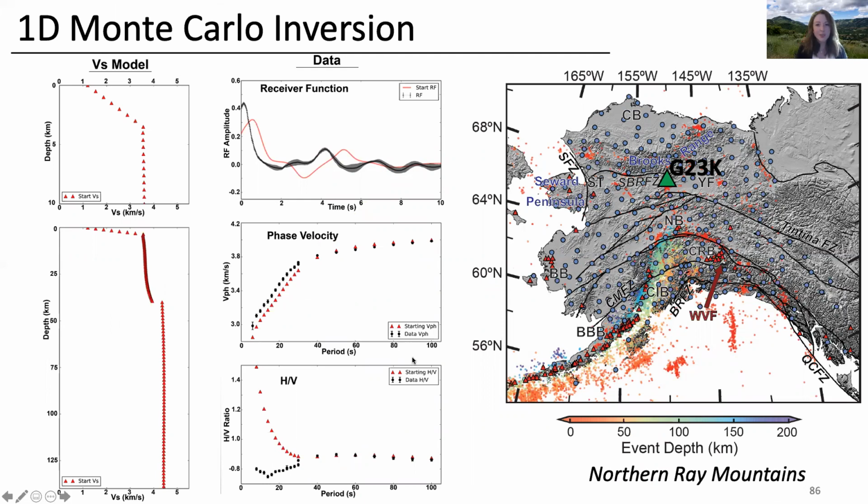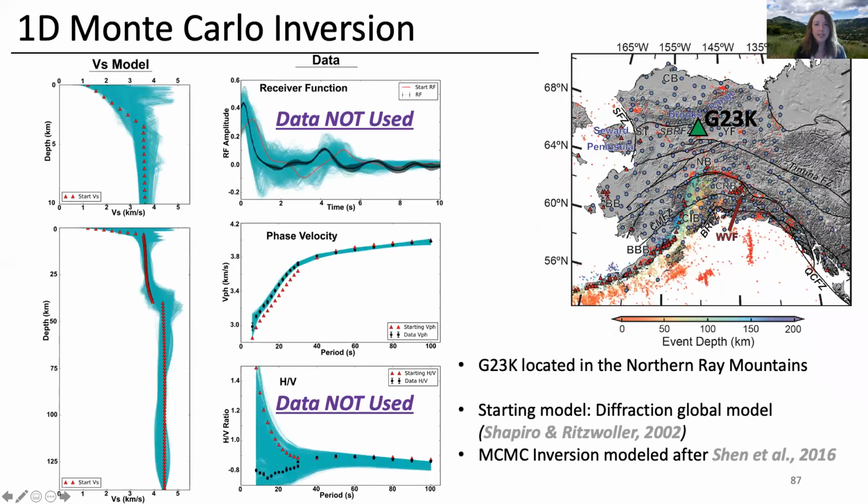For station G23K in the Northern Ray Mountains, you can see that our initial model from a global diffraction model from Shapiro and Ritzwoller 2004 does not match our data at shorter periods or the receiver function. First, we will take a look at what only phase velocity data can provide for us. Each posterior model is shown here in cyan, and each corresponding forward model predicted data is also included.